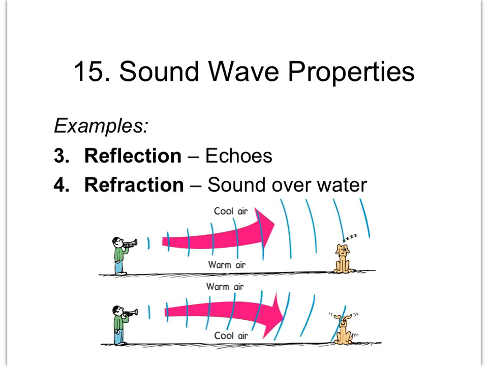The next one, reflections, echoes, is something you're all familiar with. That is just the reflection of a sound wave off of an object. So that's a pretty common one that you definitely know about.